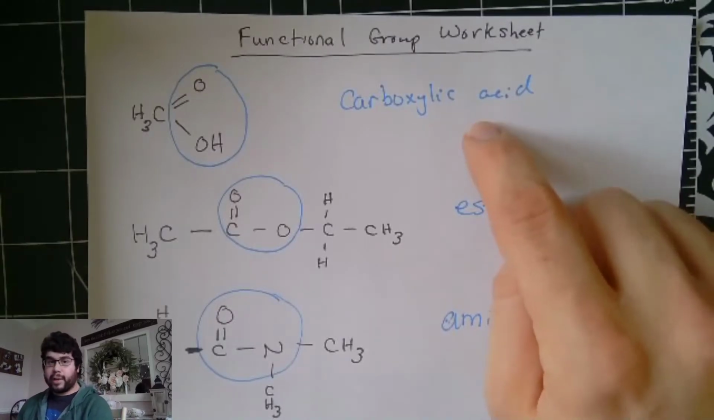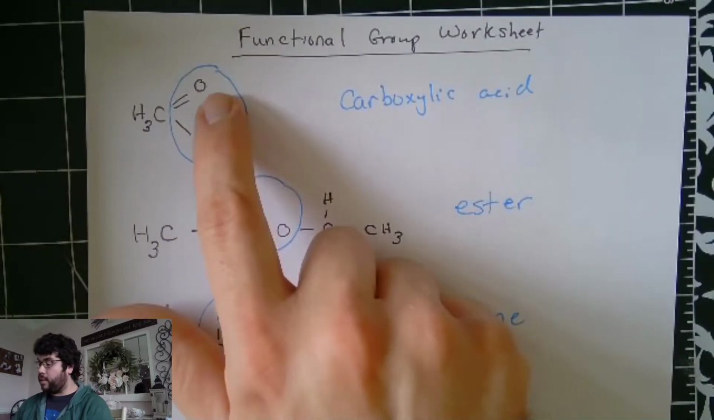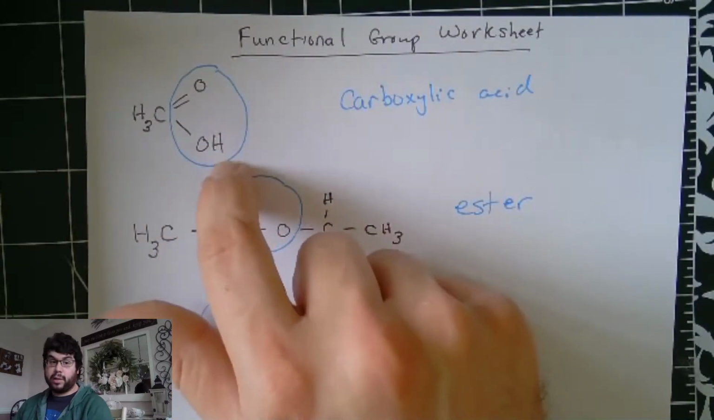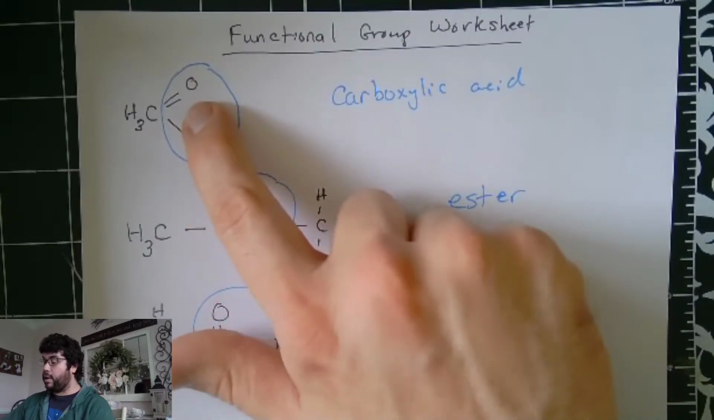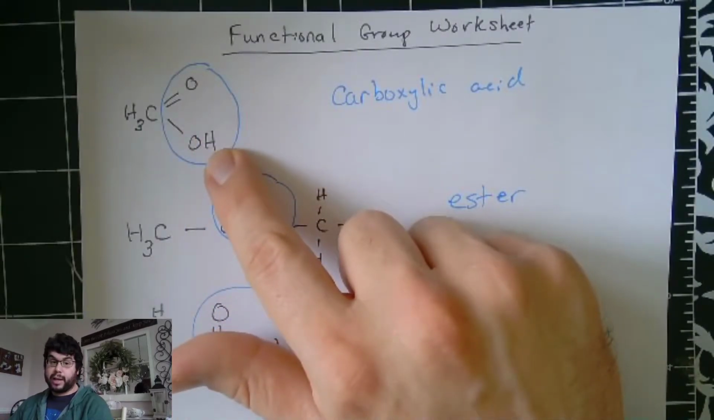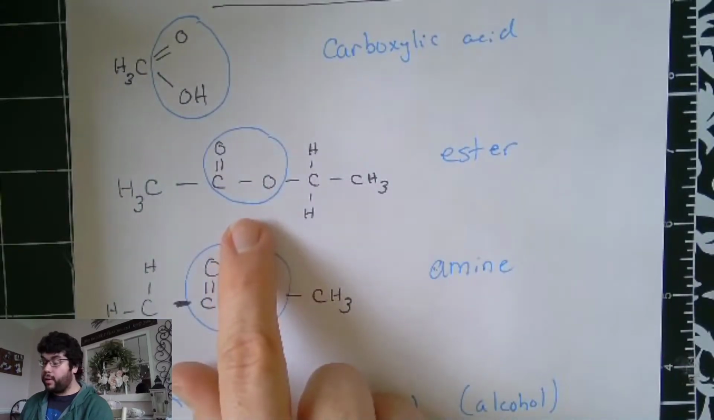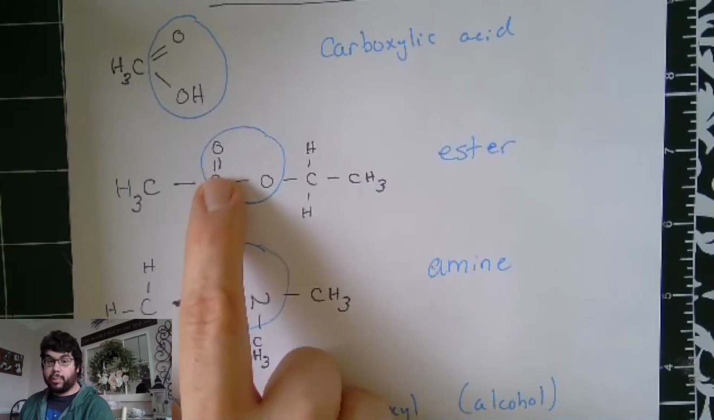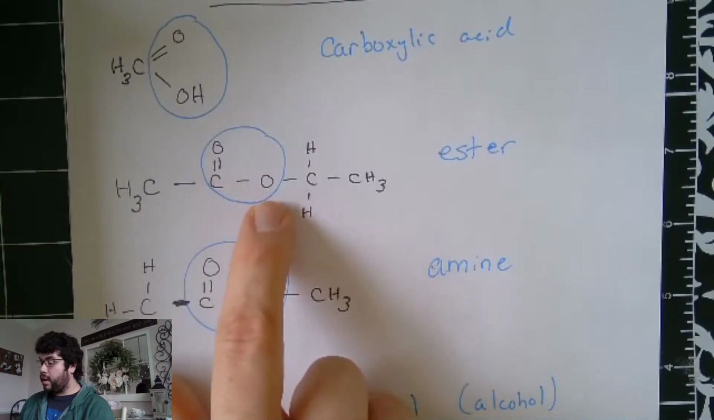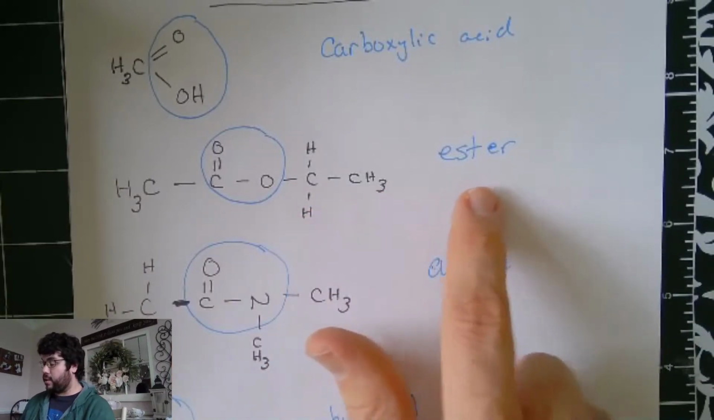So the first compound looks kind of like this. There's a methyl group and then a carbon, and the carbon's attached to the double oxygen and this hydroxyl group right here. The functional group that you need to identify was a carboxylic acid. So a carbon double bonded to O, and then a hydroxyl off of that, is a carboxylic acid. The next structure you see here is known as an ester. You have a carbon with a double bond, and then that carbon is single bonded to an oxygen, and then you have some other parts to the molecule. That is known as an ester.